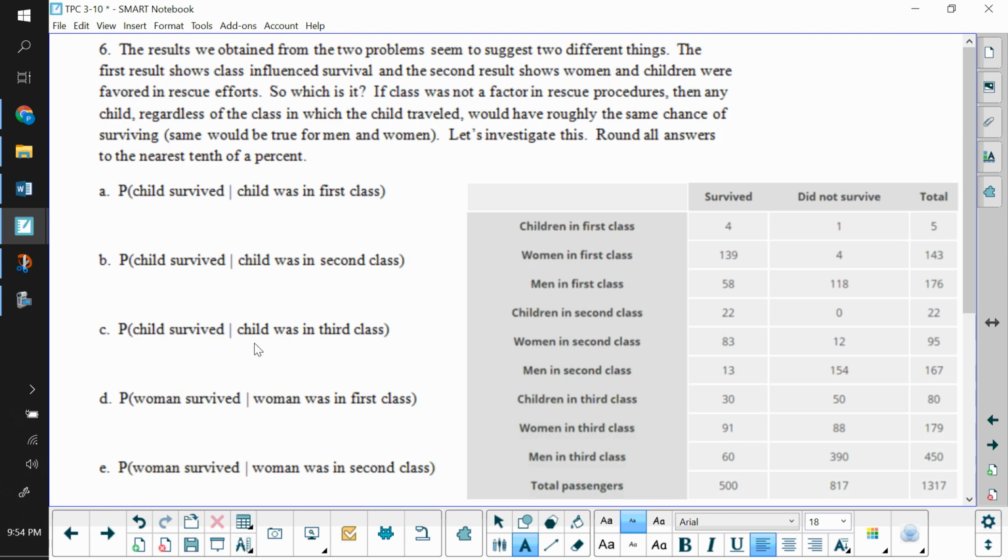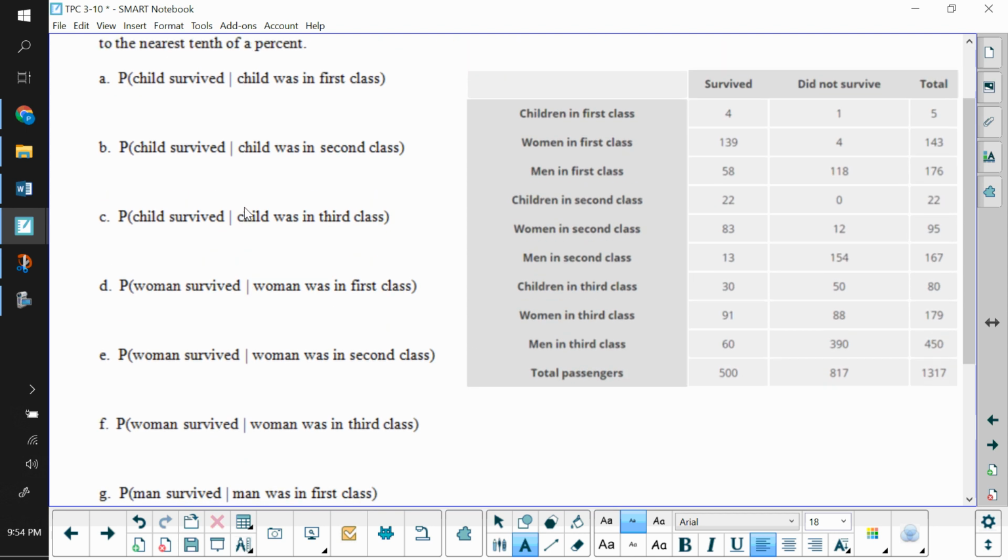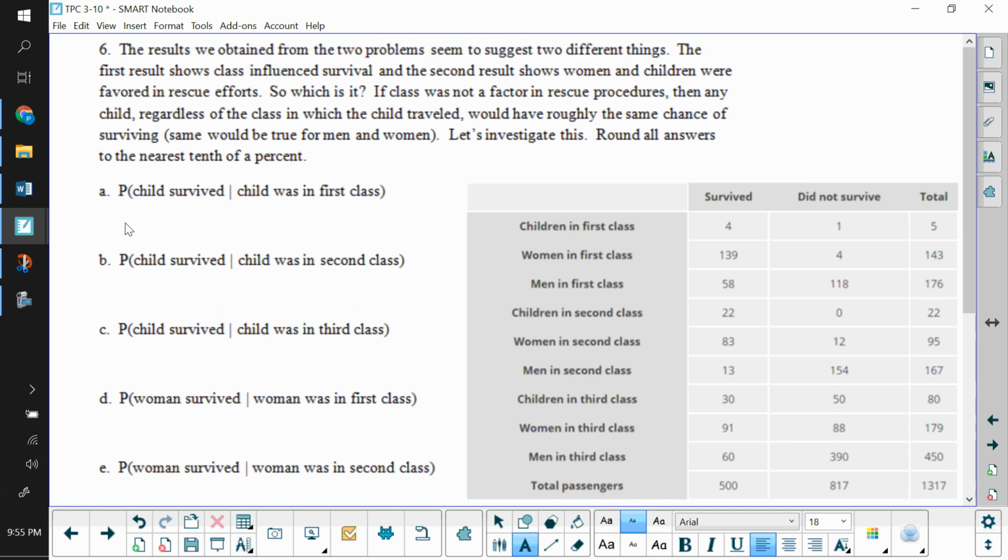All right, moving over to question 6. We're going to do part A together, and then we'll end the video, and it'll be up to you to finish the rest of the packet. You might be able to do that in class, or if not, finish whatever's left at the end of the period for homework. So we've got the probability that a child survived given the child was in first class.